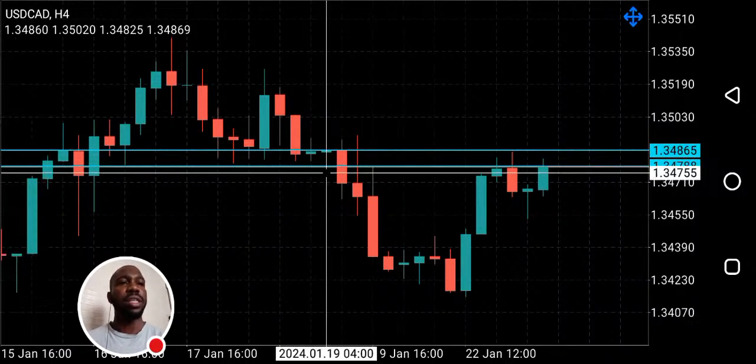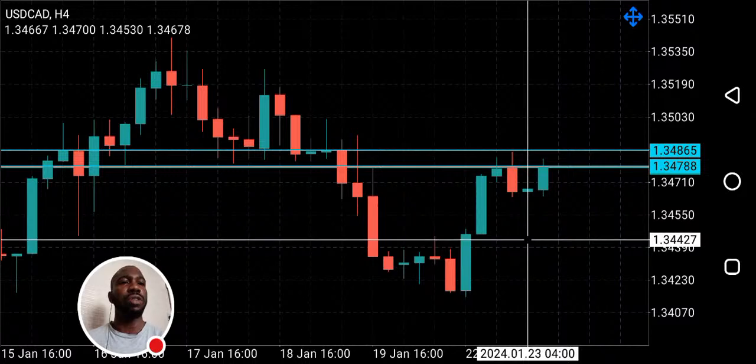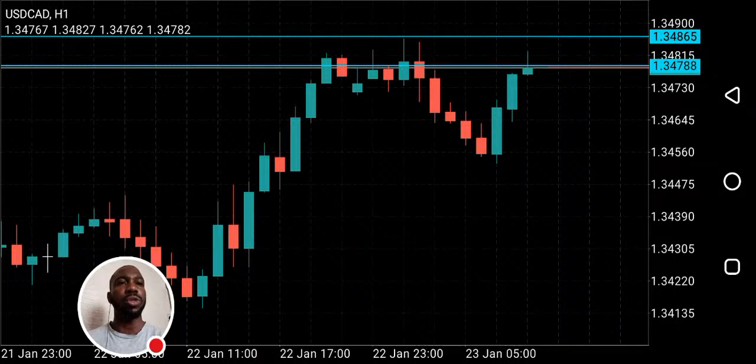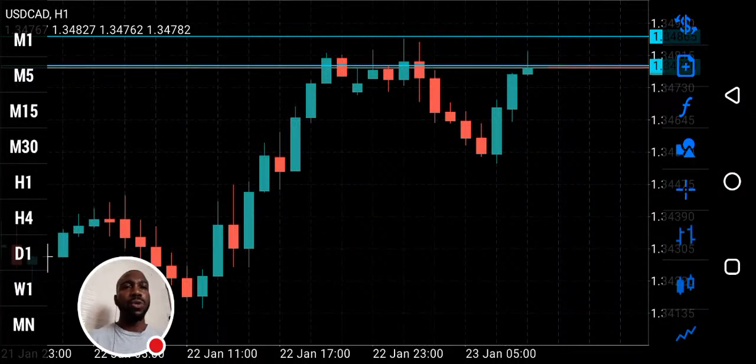So price tested that zone and there was a strong rejection from that zone. So let's go down to 15 minutes. No, let's go to 1 hour before we switch to 15 minutes. So you can see what is forming on USD CAD 1 hour now.